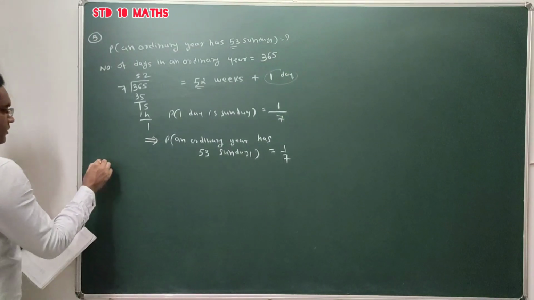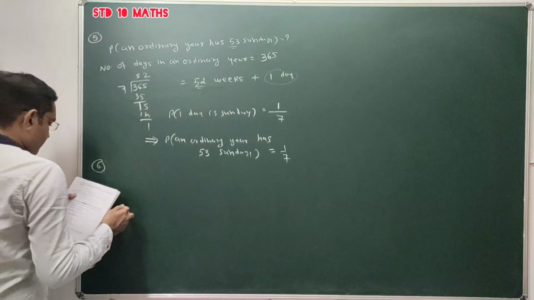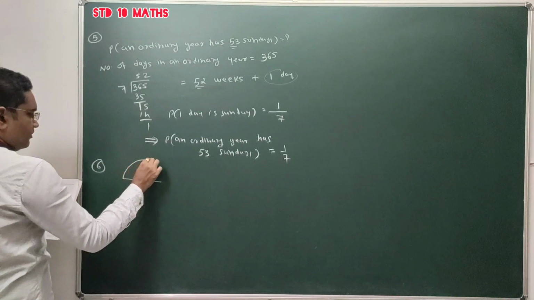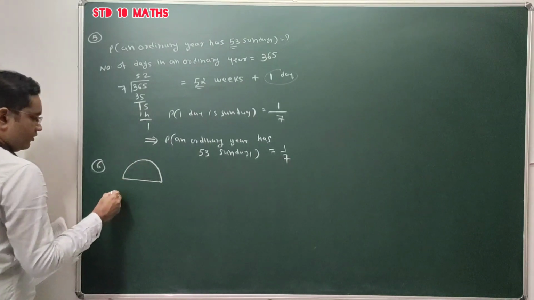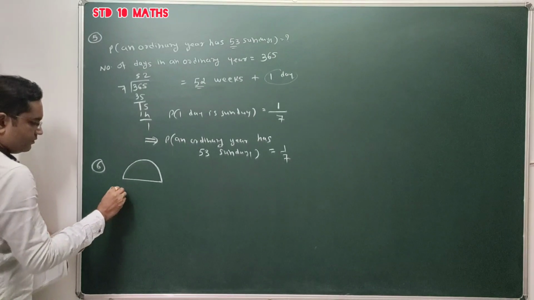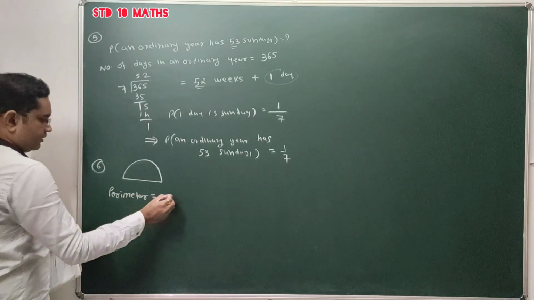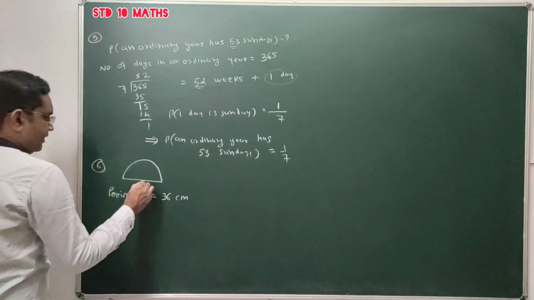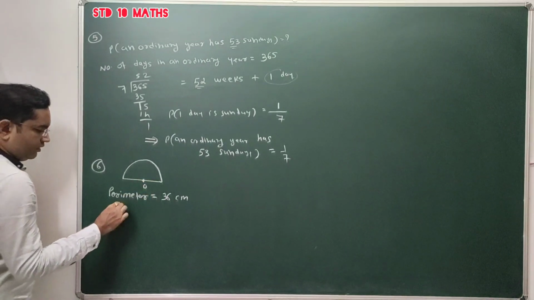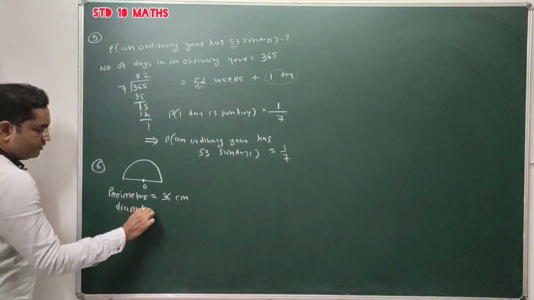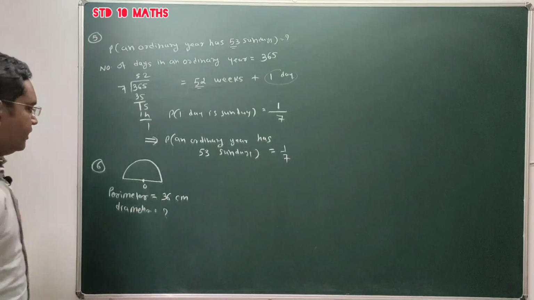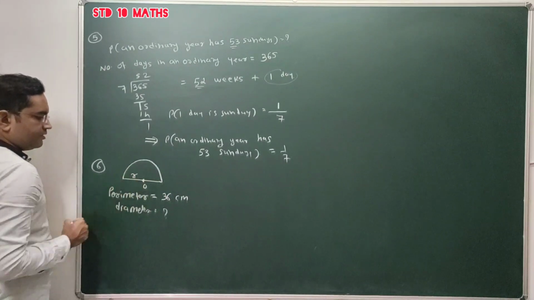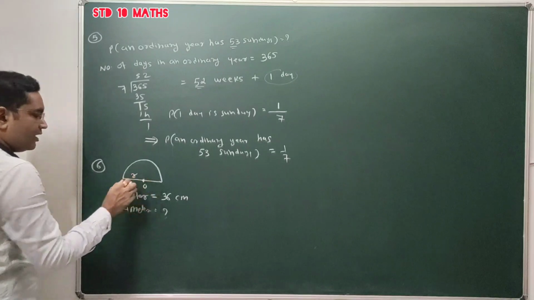Now next question, question number 6. Here the perimeter of a semicircular protector is given. Perimeter of this semicircular protector is 36 centimeter. Then find its diameter. Suppose this is center O, here you have to find the diameter. So this is nothing but one semicircle. Let's say its radius is r and its diameter is twice this radius.